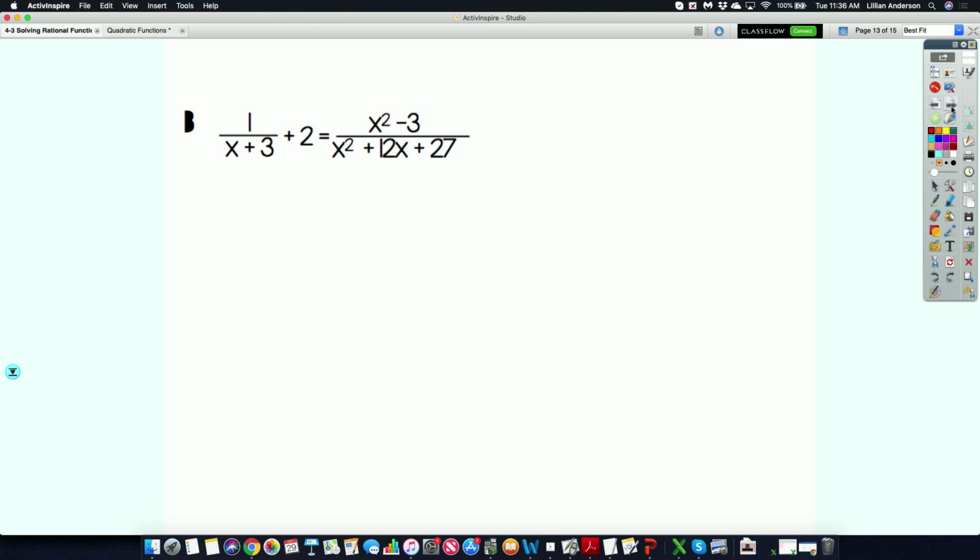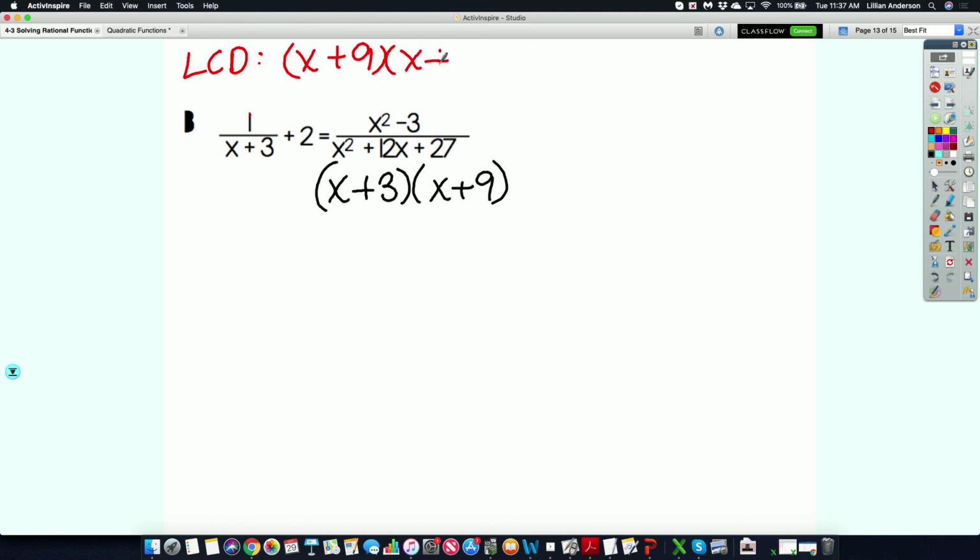All right. Let's look at this one. Can I factor the bottoms? The one on the right. What two numbers multiply to give you 27 that add to give you 12? So since that denominator multiplies the factors to be x plus 3 and x plus 9, and I look on my left side and I see that I only have one denominator on the left side, which is an x plus 3, what is my lowest common denominator? X plus 9 and x plus 3.